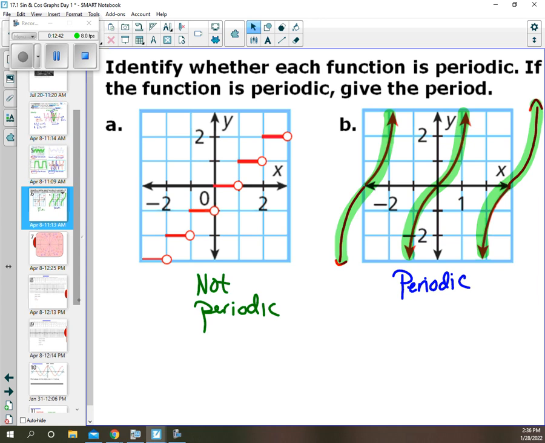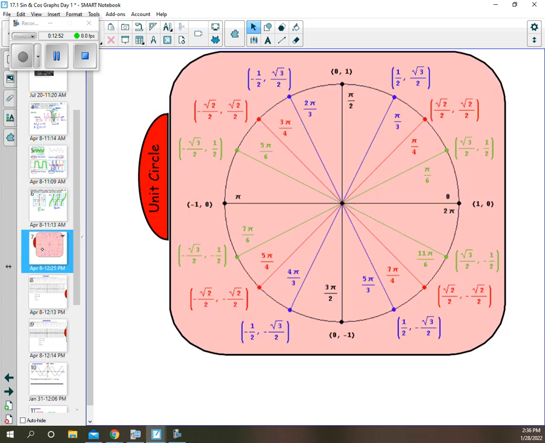So not unlike when we first learn about parabolas, we see what the basic parabola looks like, that U-shaped graph, or absolute value or a line. Today we're going to do sine and cosine. What do those basic graphs look like? So you're going to need your unit circle, so make sure you have your unit circle handy.